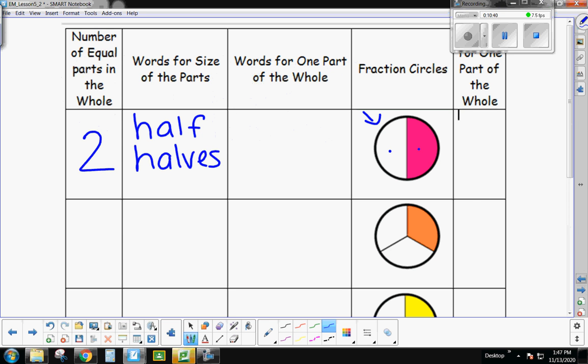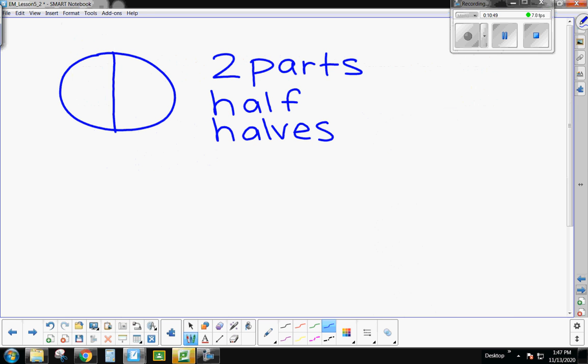And then the words for one part of the whole. So now go ahead and shade in one part of that fraction. Do you know what we would call one part of that fraction? We would call it 1/2.